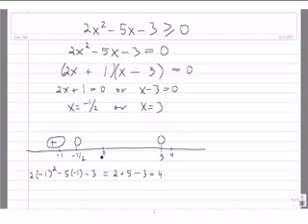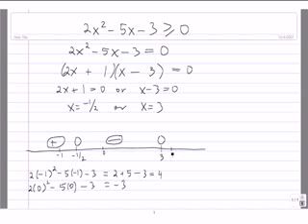Now check the test number 0, again by plugging it into the function. So we have 2 times 0 squared minus 5 times 0 minus 3. That's equal to 0 minus 0 minus 3, so that's negative 3. So the sign everywhere in between negative 1/2 and 3 is negative. So that means that the function is negative everywhere there.